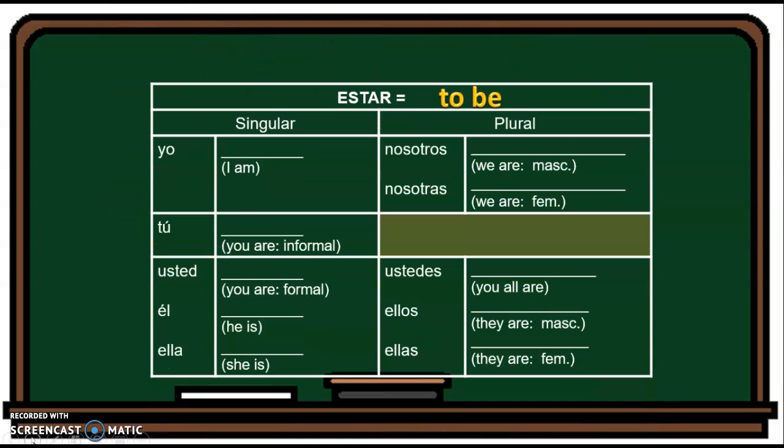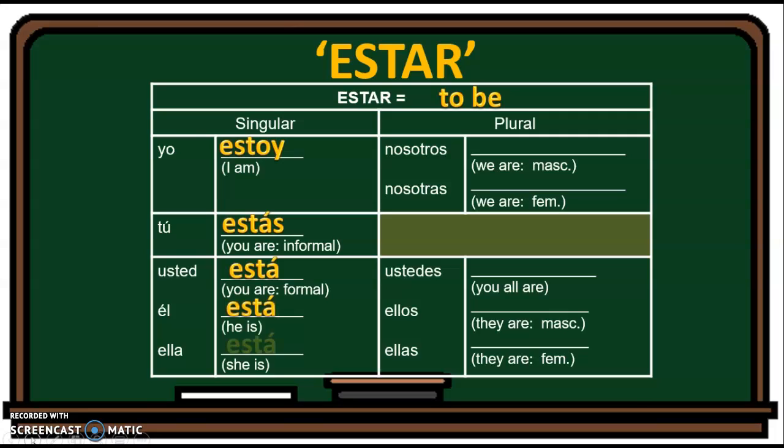First of all, the verb estar has similar forms to the verb ser, and you'll need to memorize them. The first form is estoy, so if your subject is yo, estoy. If your subject is tú, estás. If your subject is usted, the verb form is está, and it's also está for él and ella. If your subject is nosotros, the verb form is estamos, and it's the same if it's nosotras, estamos. If your subject is ustedes, the verb form is están, and if your subject is ellos or ellas, the verb form is están also.